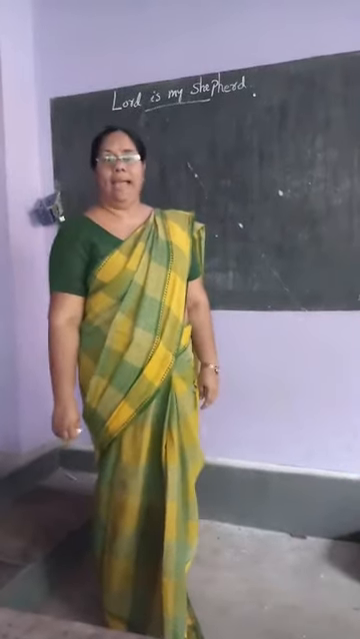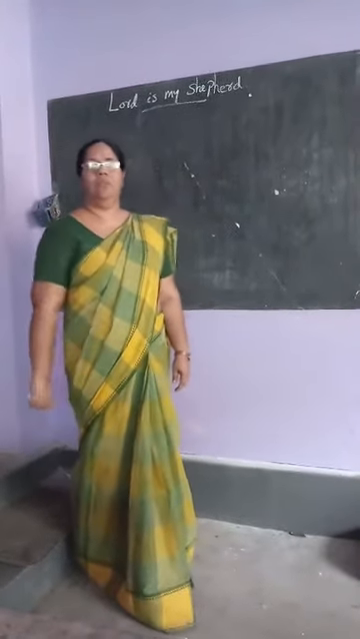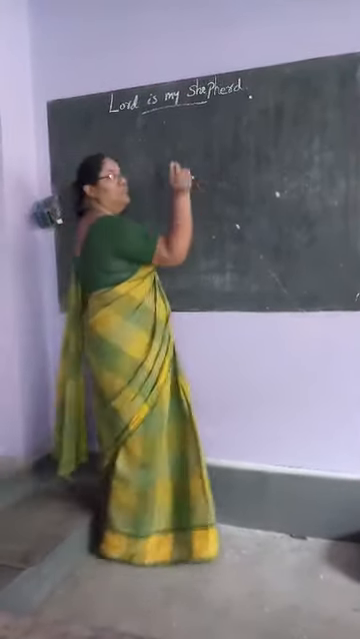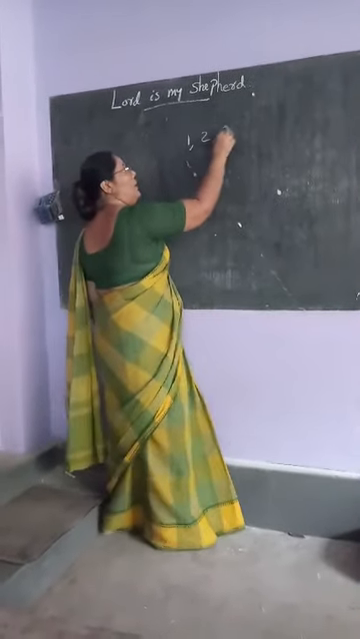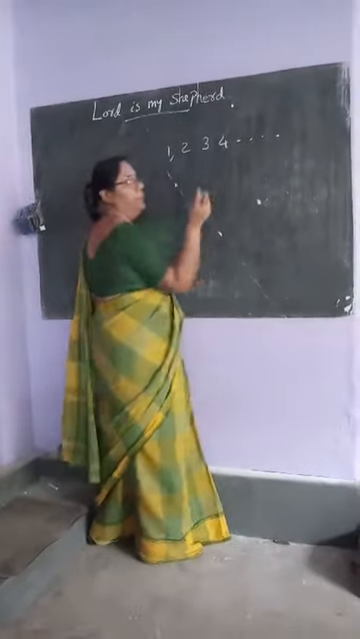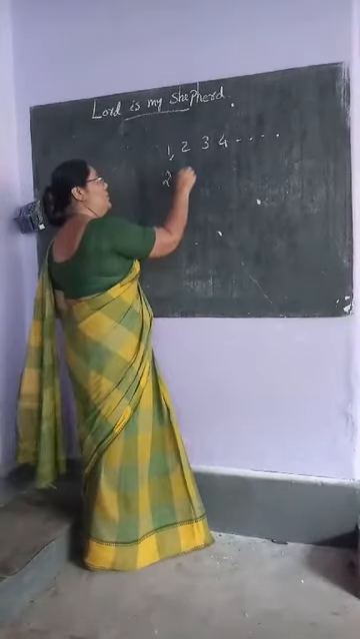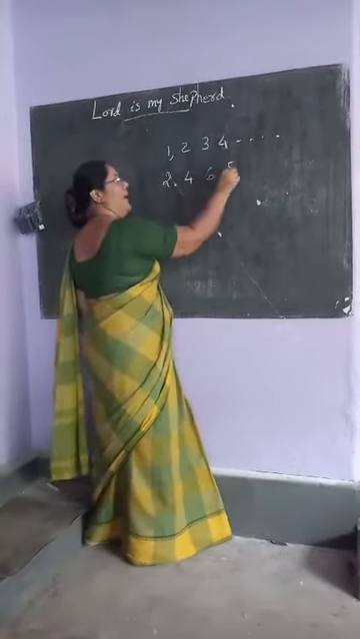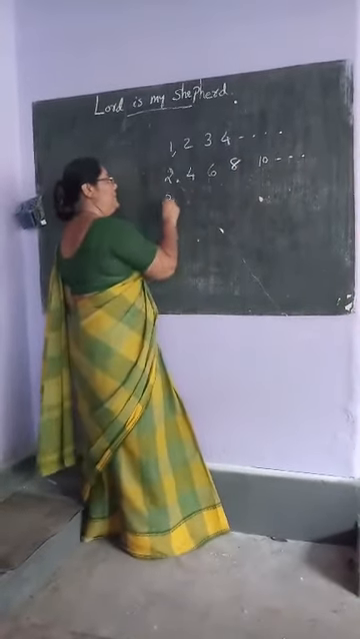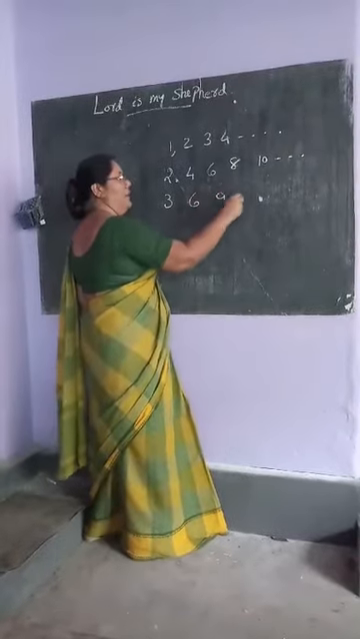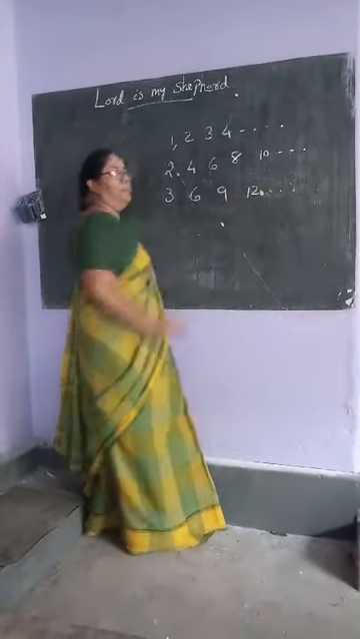The topic is arithmetic progression. Here I am going to write some numbers: 1, 2, 3, 4, etc. Then next, 2, 4, 6, 8, 10, etc. The other one, 3, 6, 9, 12, etc.